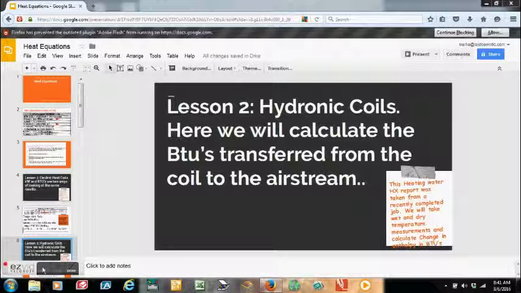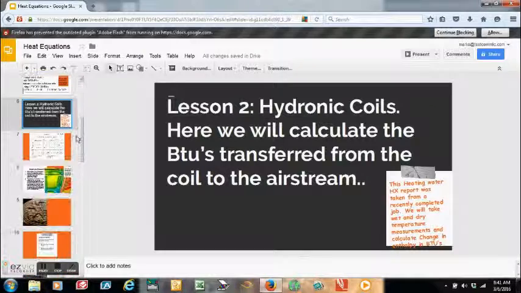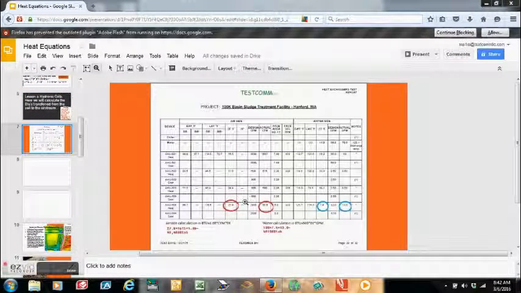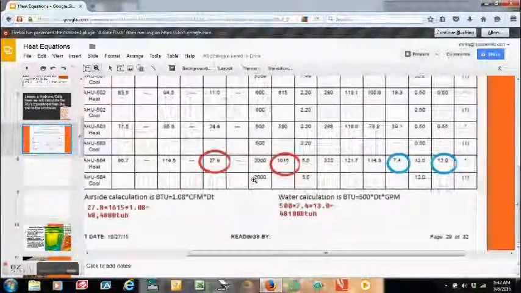Lesson 2, hydronic coils. Here we will calculate the BTU transferred from the coil to the airstream. This heating water exchanger report was taken from a recently completed job. We will take wet and dry temperature measurements and calculate changes in enthalpy and BTUs. Once again, please remember we don't have latent heat per se in these calculations. So here we have our calculations.